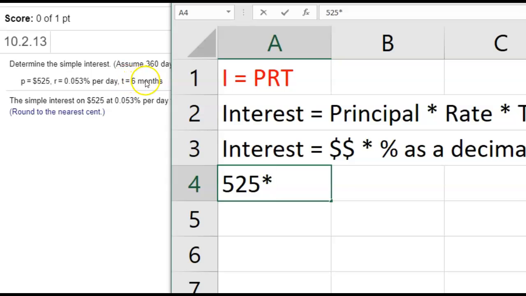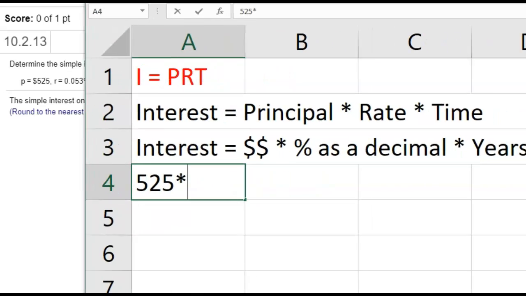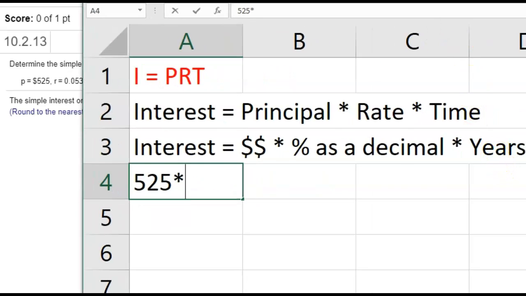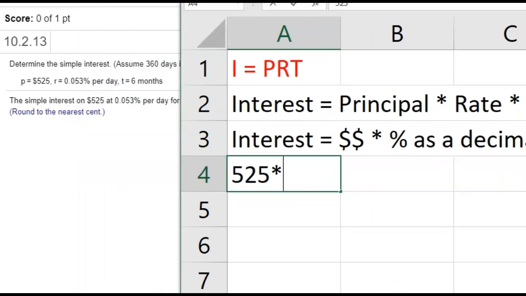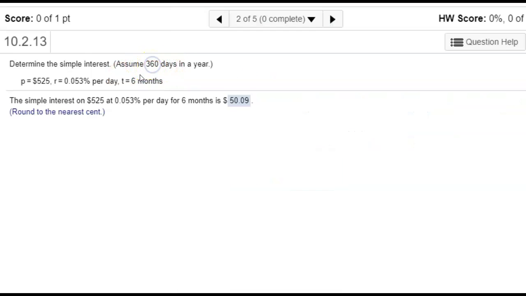Now, your interest rate and your time need to be in the same denomination. We typically do years, the amount of interest you earn per year, and then your time is typically listed in years as well. I'm going to do that here. I need to work with what is given me. This is the interest rate per day, and we're told there's 360 days in a year that we're assuming is that many days that you earn interest is 360.